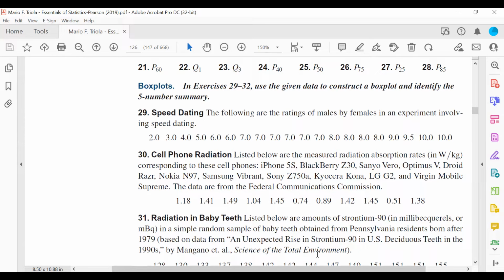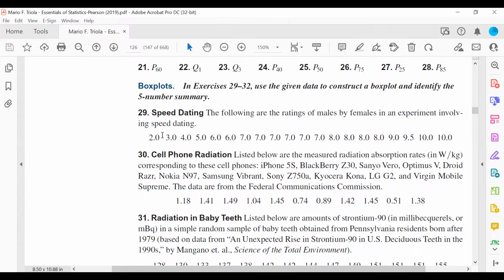So there's my speed dating data. Oh, I need to type it in. I need to write down the numbers. 2.0, 3.0, 4.0, 5, 6, 6. How many sevens are there? 1, 2, 4, 6, 7, 6. How many eights? There are 4 eights, a 9, a 9.5, and 2 10s. Okay, here we go. I'm gonna type them in.